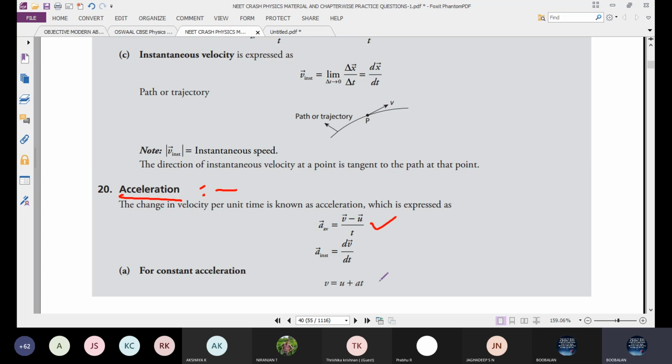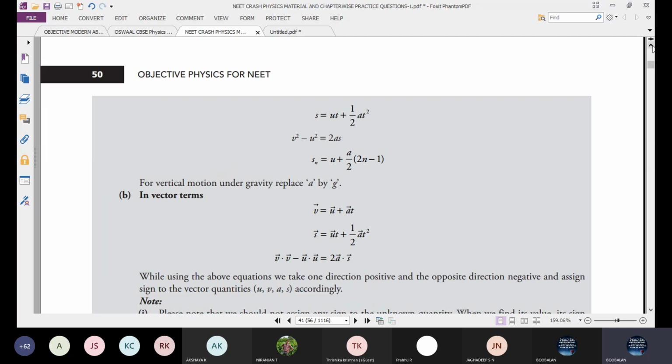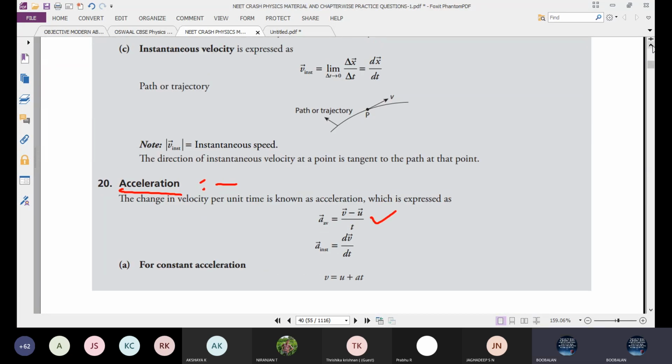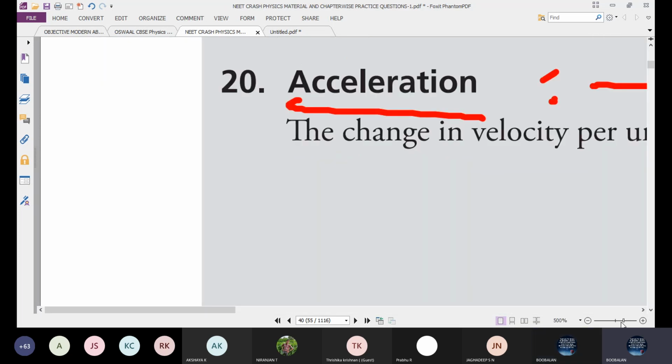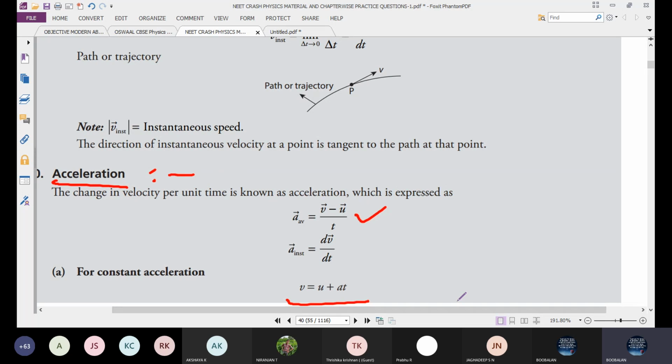Formula. Next. This is based on the three equations of motion. v is equal to u plus at. v is final velocity, u is initial velocity, a is acceleration and t is time. In this formula, I'm rewriting and I will get this. Equation number 1.